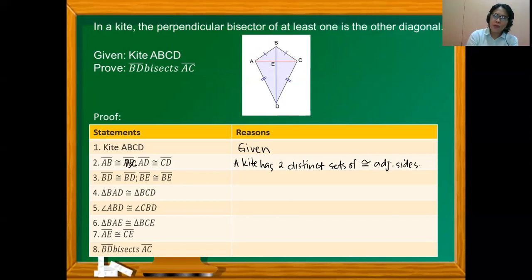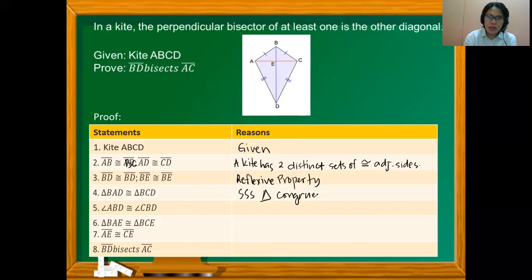Now, BD is congruent to BD and BE is congruent to itself, BE. And a line segment is congruent to itself, and this is about the reflexive property. Now, we can say that triangle BAD, this one, BAD, is congruent to triangle BCD. And this is about side, side, side triangle congruence.